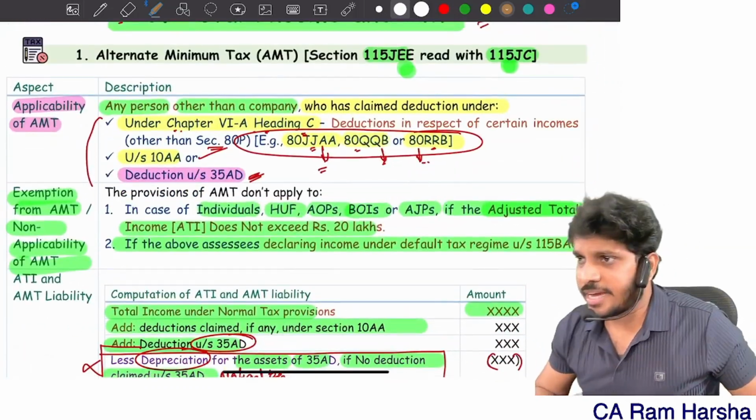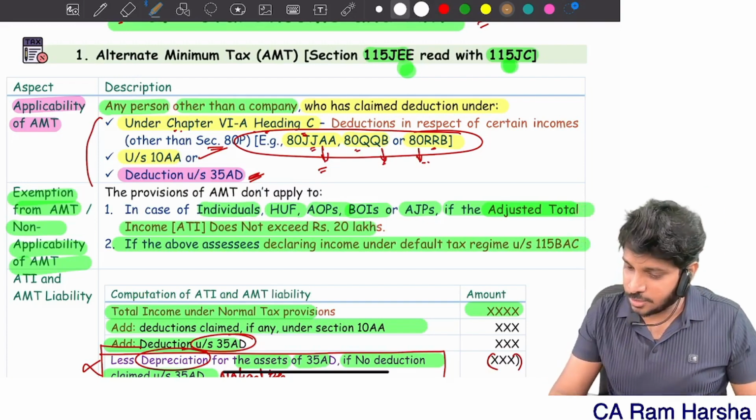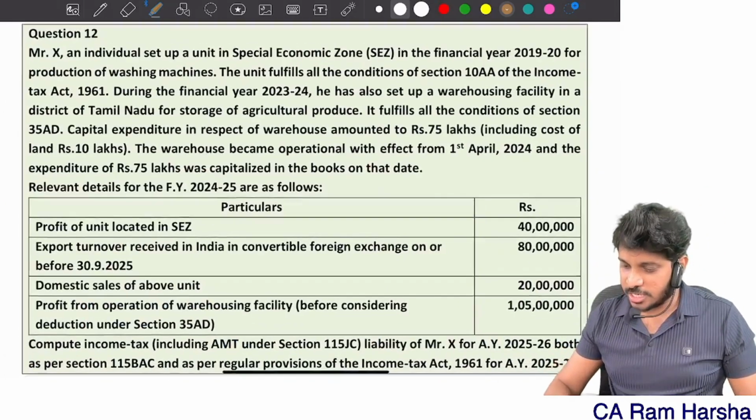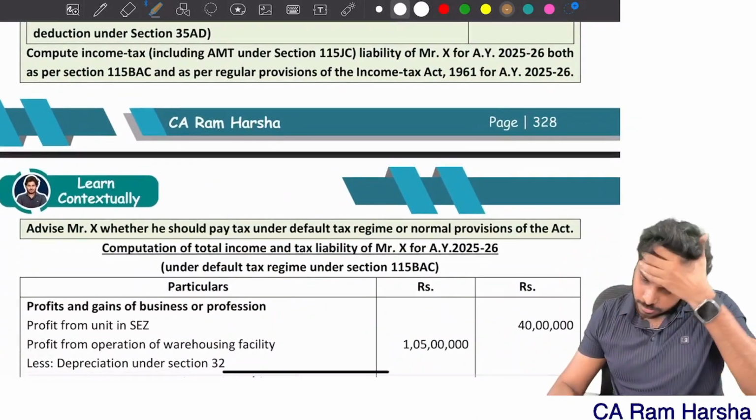Are you clear with AMT? Yes. Shall we do one problem on this? I will directly do the problem. Okay. Question number 12 in the total income topic. Fantastic provision.